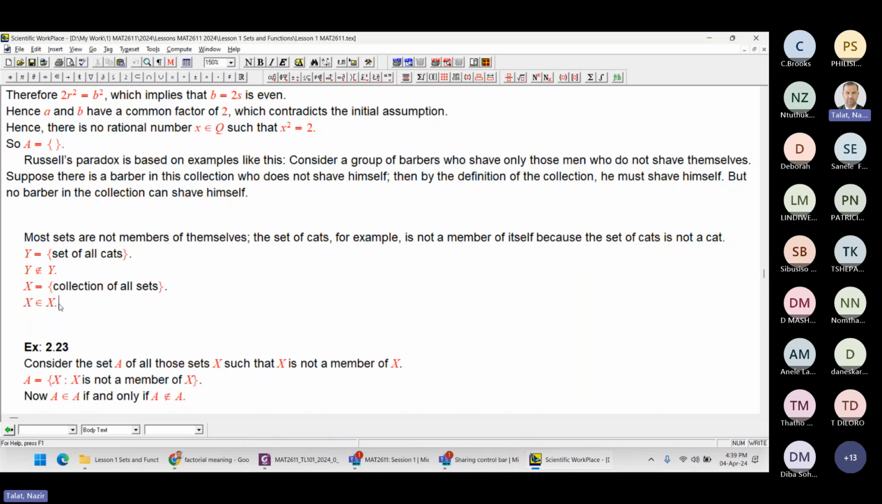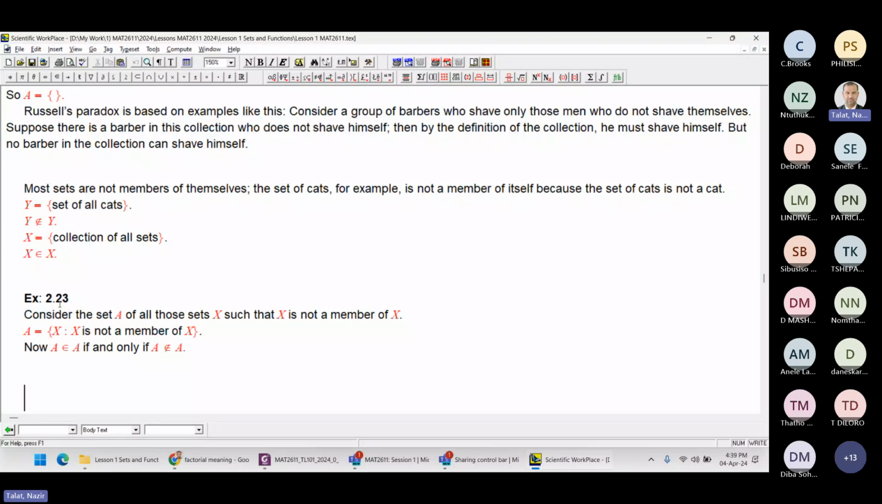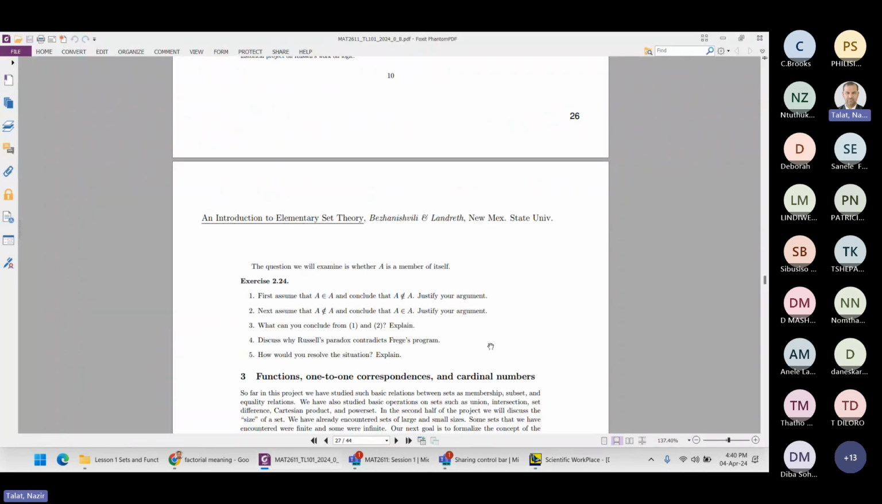So these kinds of things are conditions that are also sometimes satisfied. And also one can describe some of the sets. For example, if A is a set where X is not a member of X. Now this means that A belongs to A if and only if A does not belong to A. Basically this type of theory is related to paradox theory. So again, I'm telling you that this kind of paradox theory is not part of the syllabus.